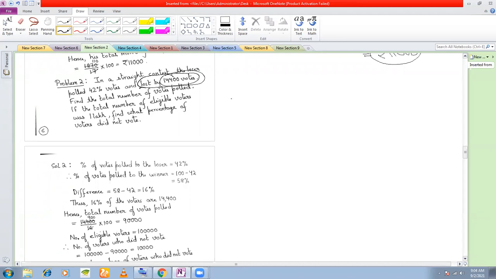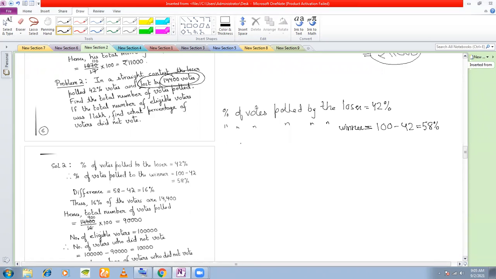Yes, sir. So that means percentage of votes polled by the loser is 42%. That means percentage of votes polled by the winner is equal to 100 minus 42, which is 58%. The winner gets 58%. So what is the difference?